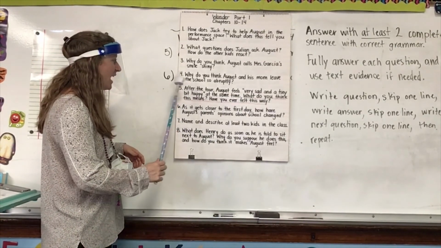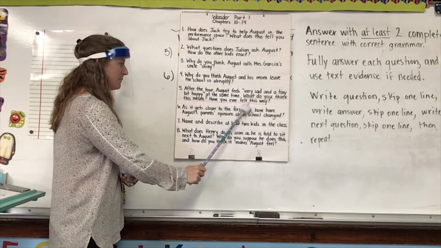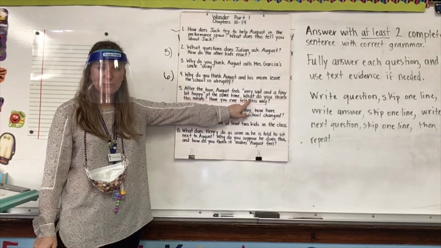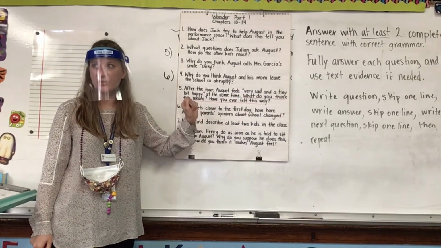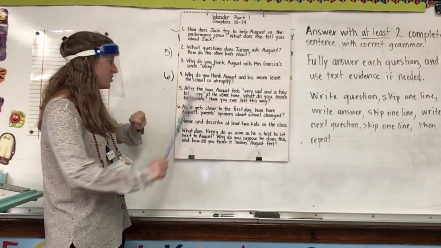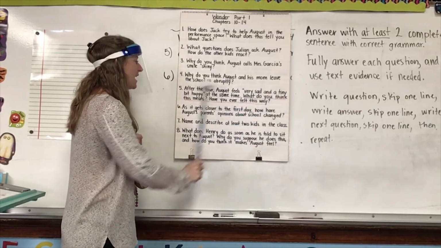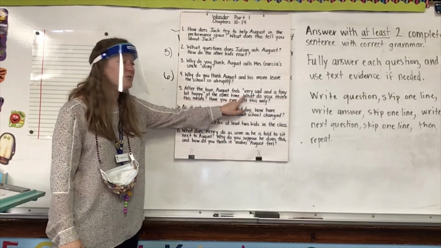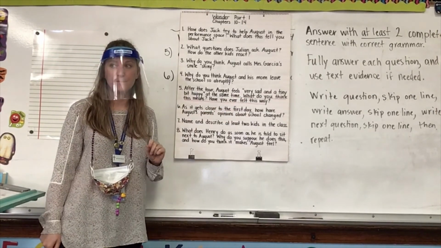Number 5, after the tour, August feels very sad and a tiny bit happy at the same time. What do you think this means? Have you ever felt this way? Anytime you see red underlining on a question, that means you only have to write what's underlined in red. So when you're writing the question for number 5, you don't have to write after the tour, August feels very sad and a tiny bit happy at the same time. All you have to write for the question is what do you think this means? Have you ever felt this way?